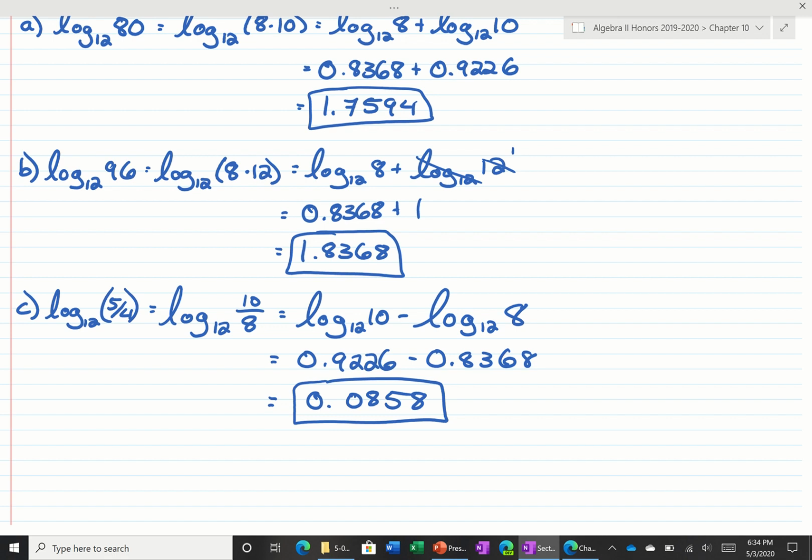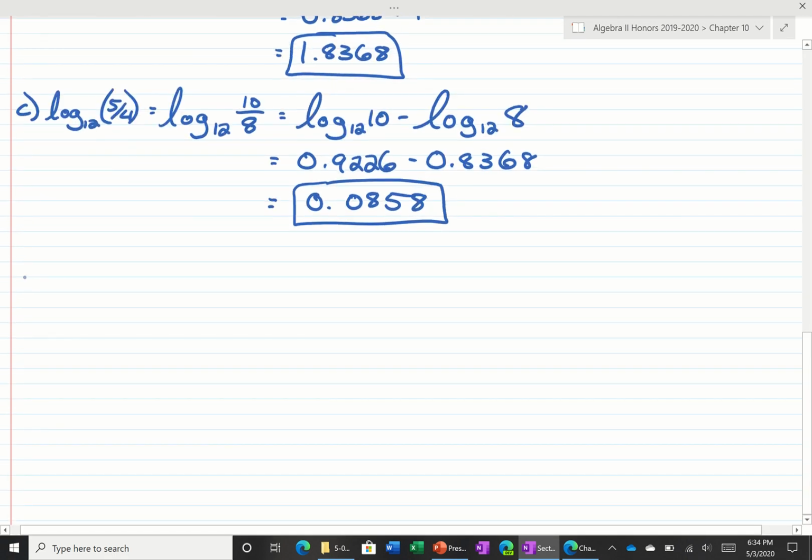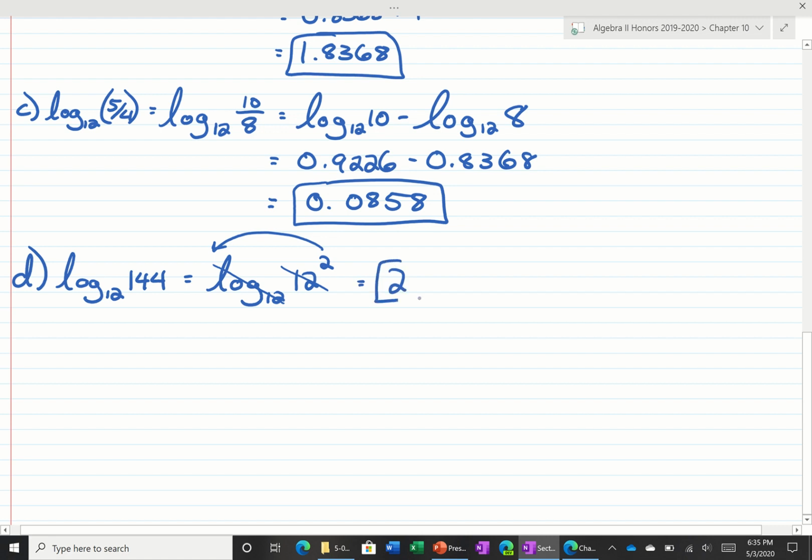Okay, one more, and maybe we'll finish up with another one similar to this. What if I asked you to find the log base 12 of 144? Well, 144, you should recognize that's just 12 to the second. Well, look at that. That's an inverse property. Also the power, we could bring the 2 down and just cancel those, but either way, all you're left with is just the 2.